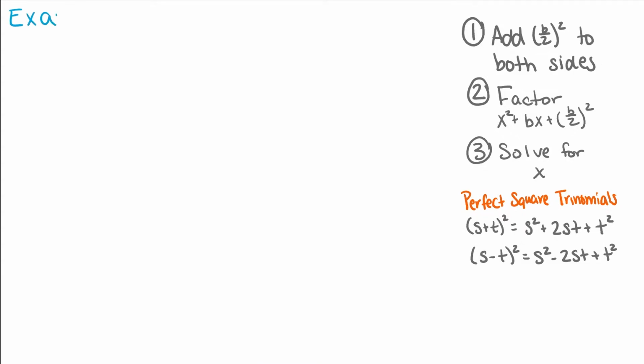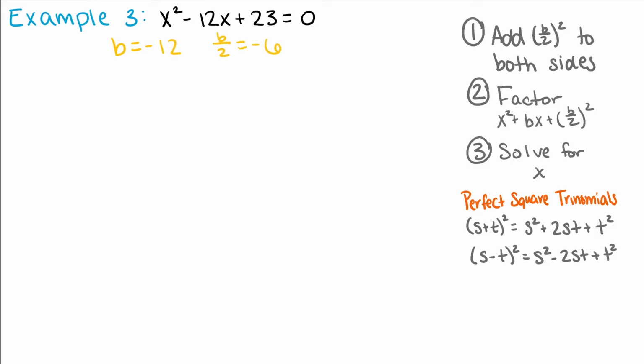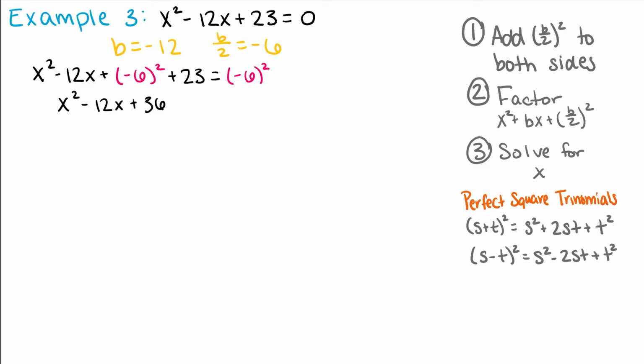Let's look at another example. X squared minus 12x plus 23 equals 0. Our b is negative 12, and b over 2 is negative 6. So that gives us x squared minus 12x plus negative 6 squared plus 23 equals negative 6 squared. Squaring our b over 2 gives us x squared minus 12x plus 36 plus 23 equals 36.